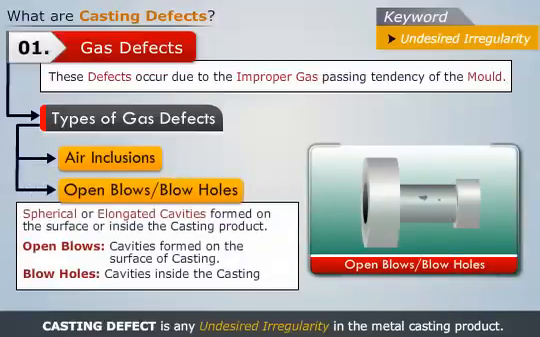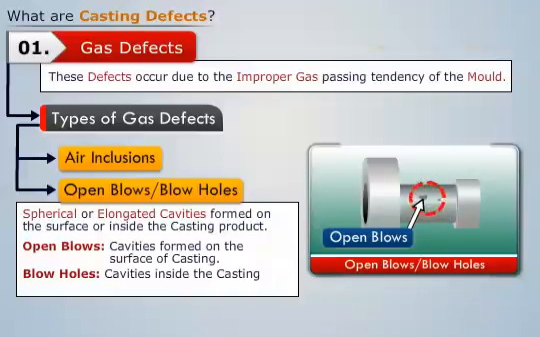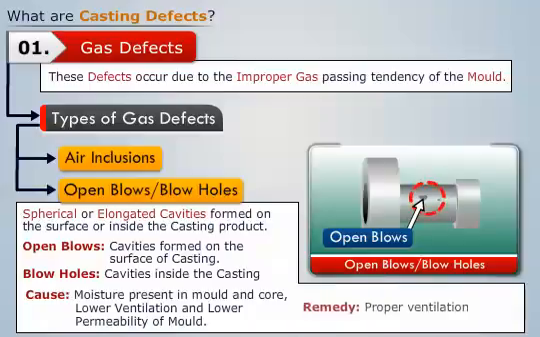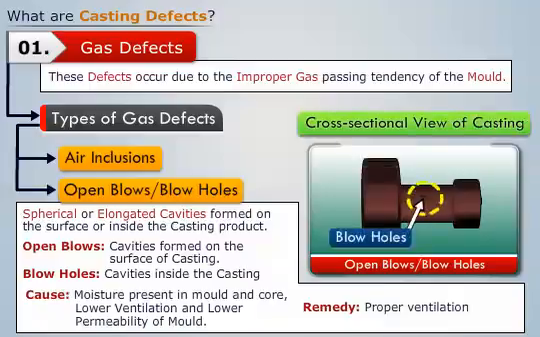Open blows and blowholes are the spherical or elongated cavities formed on the surface or inside the casting due to the moisture present in the mold and core, or lower ventilation and permeability of the mold. Proper ventilation is the remedy for eliminating open blows and blowholes. The cavities formed on the surface of the casting are called open blows, while those formed inside the casting are called blowholes.